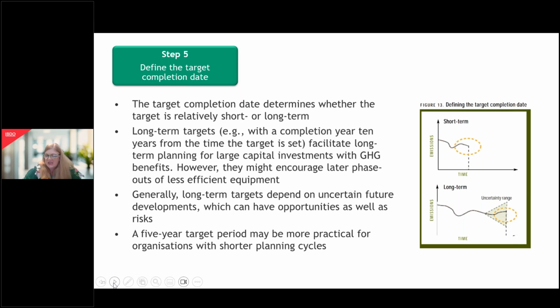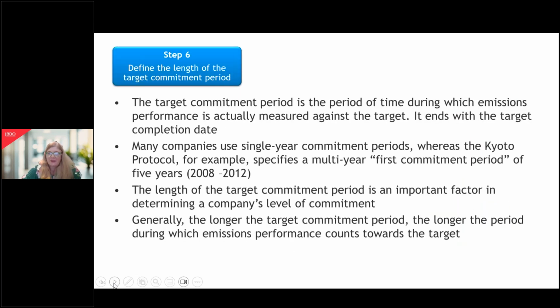A 5-year target period may be more practical for organizations with shorter planning cycles. So we know over the next 5 years, we have the innovation, we have the technology, we have a planning period of just 5 years, and we can really do something over the short term. Then in step 6, we think about defining the length of the target commitment period.